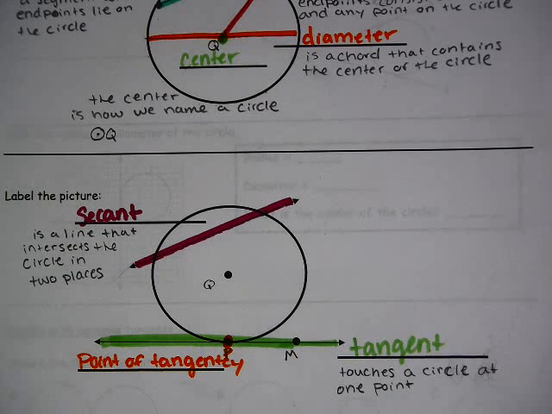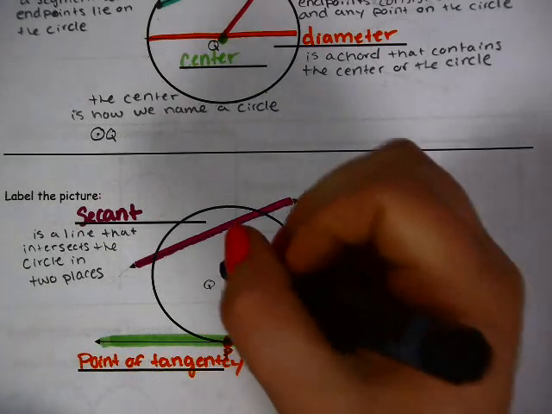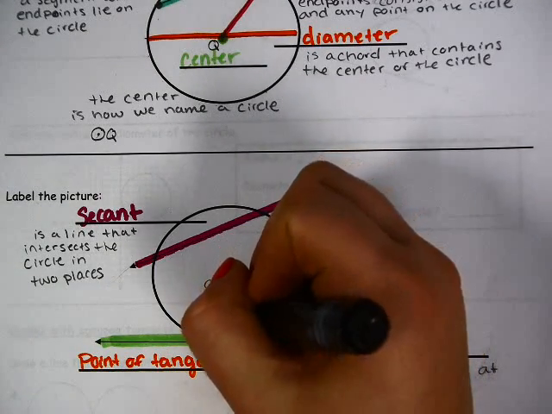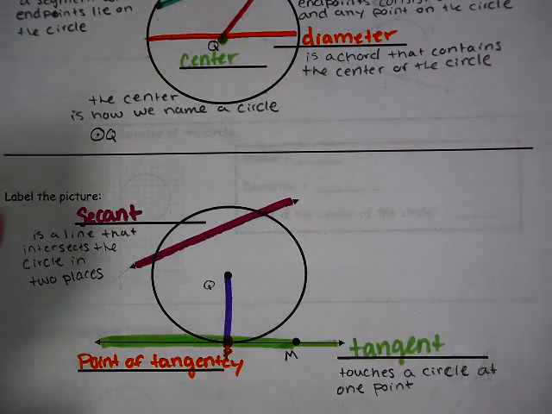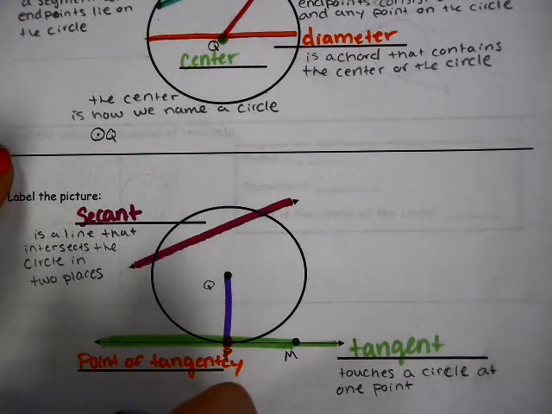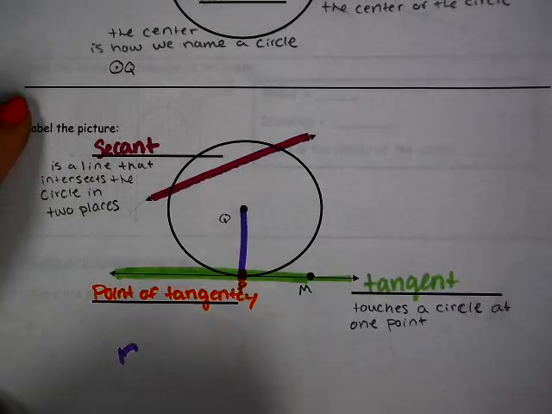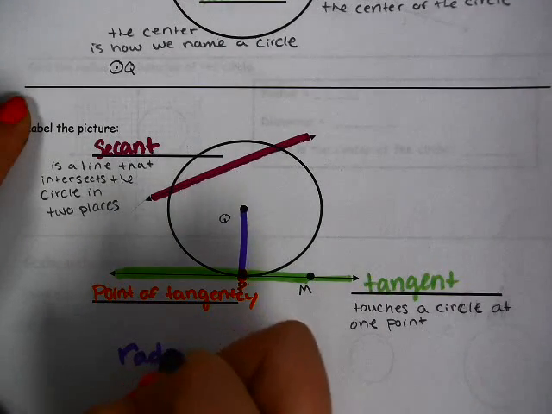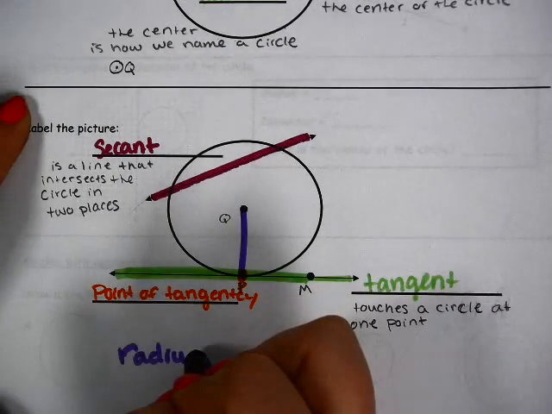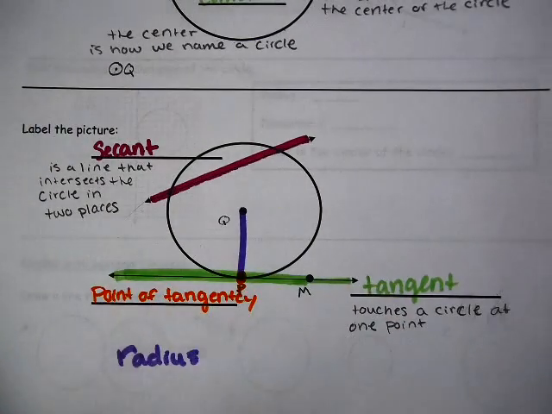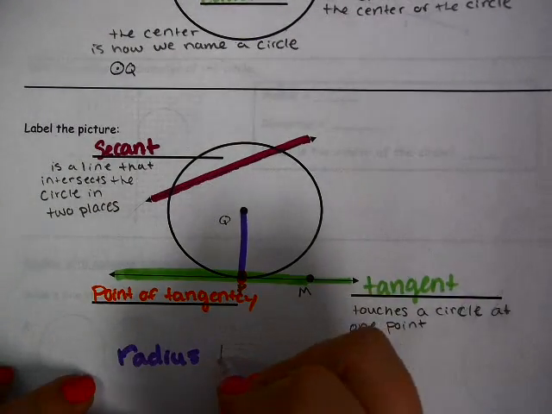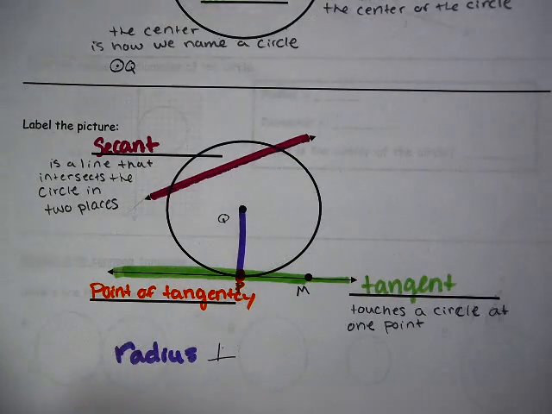What you need to know about a tangent line is that it's always perpendicular to the radius. So the radius is perpendicular to our tangent.